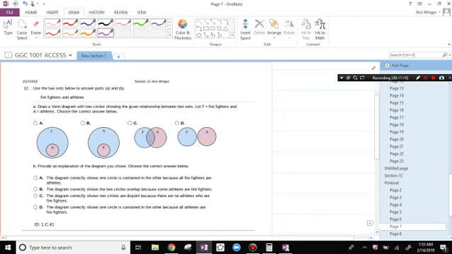Use the two sets below to answer parts A and B, firefighters and athletes. Draw a Venn diagram with two circles showing the given relationship between the two sets. You can have firefighters and athletes show up and overlap, not a problem. The diagram correctly shows two circles overlap. The two circles overlap because some athletes are firefighters.